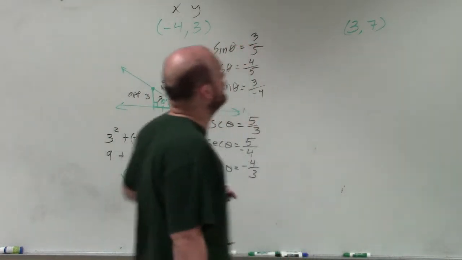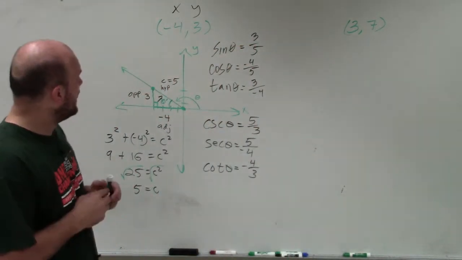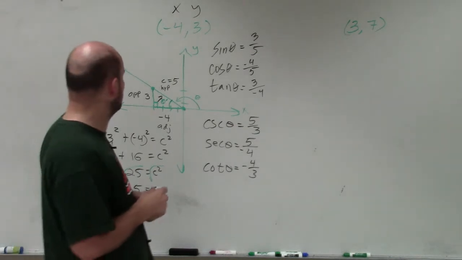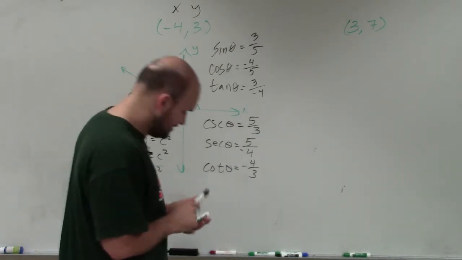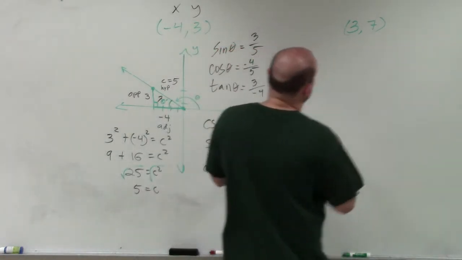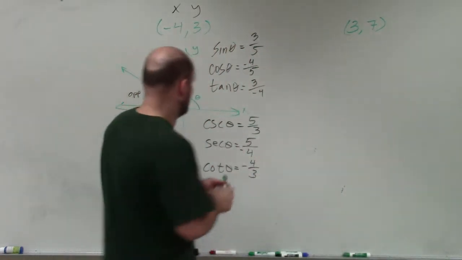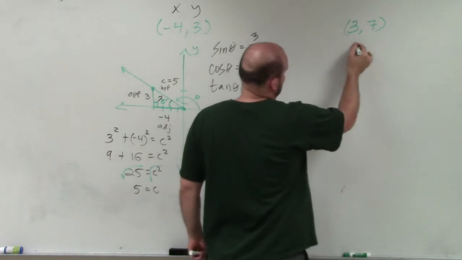Now let's go over to 3/7. Let's go ahead and do that problem. When doing 3/7 here, we need to graph it, again, just like we did the last problem.